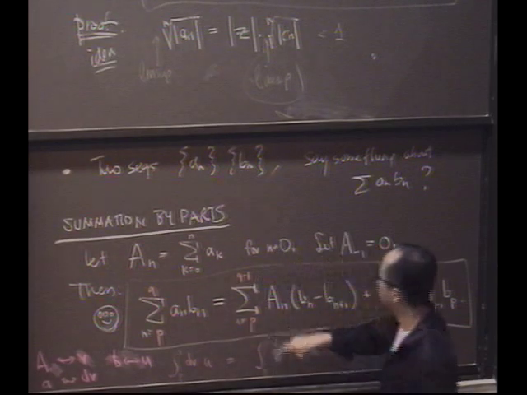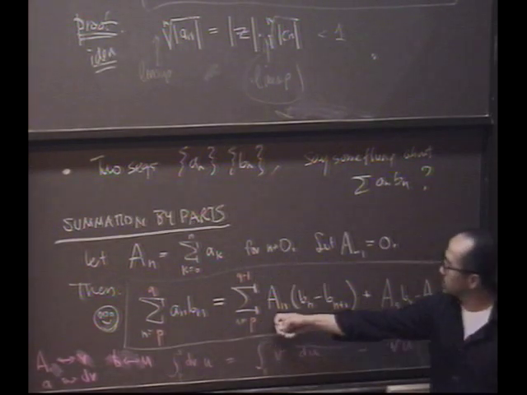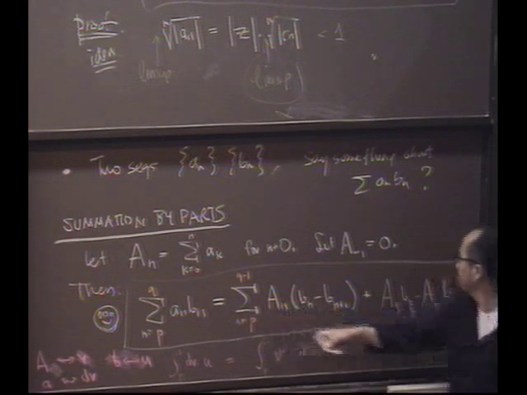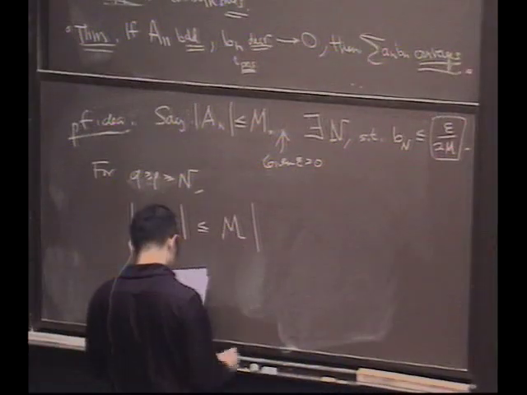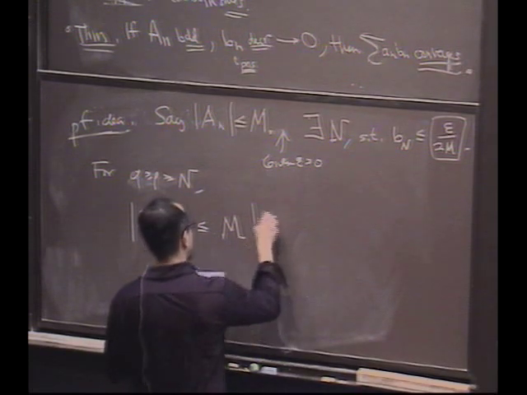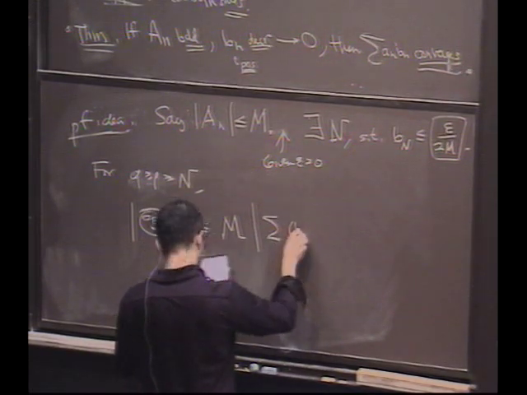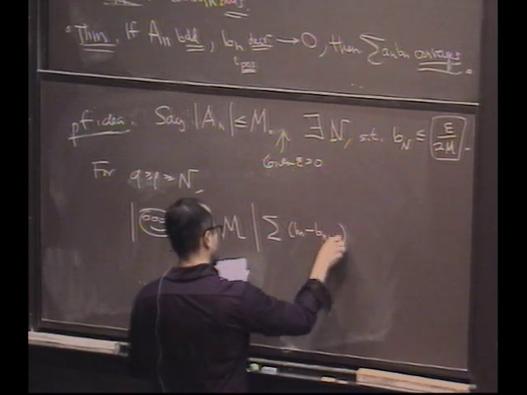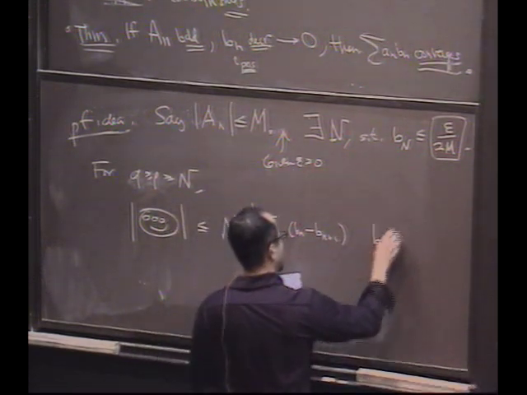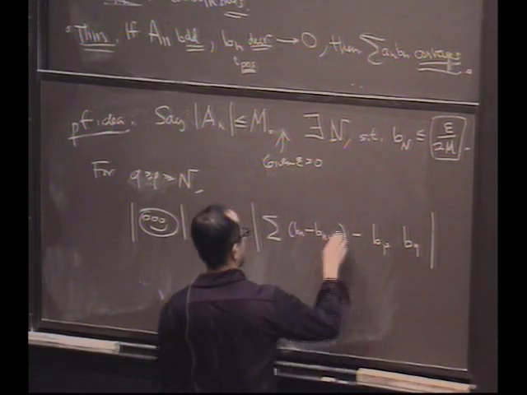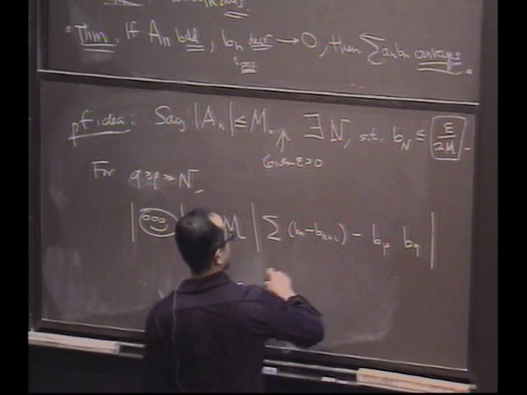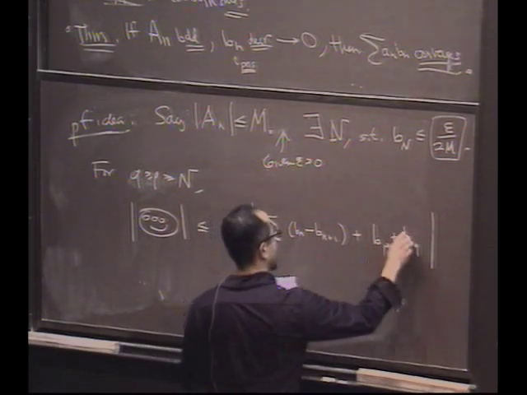Yeah, but do you see that the fact that the A sub n's are bounded means that this portion could be bounded by big M, big M, and big M, right? So what you find here is basically something like the following. I can pull this out, and there's a sum of b_n minus b_{n+1}. There's a b_p, there's a b_q, and I think I can make all these like so.